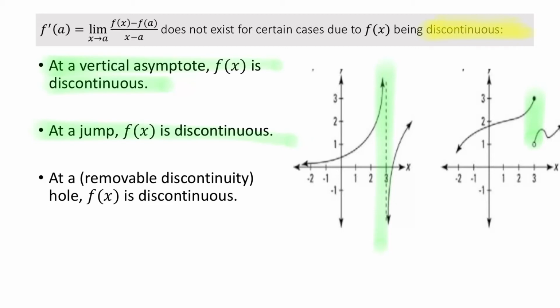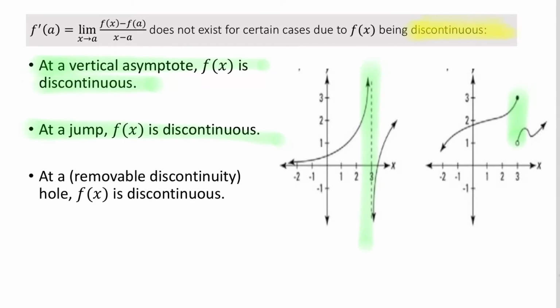So then you've also got a removable discontinuity which could occur. So that would be a hole. Let's draw one. So let's say you had a hole right here, or removable discontinuity. Your derivative would not exist at that hole, at that x value. In that case, x is equal to 1.